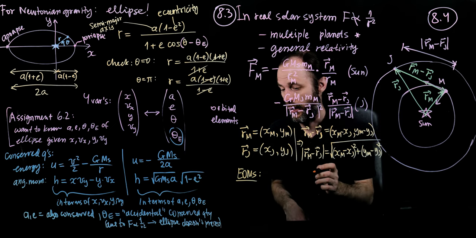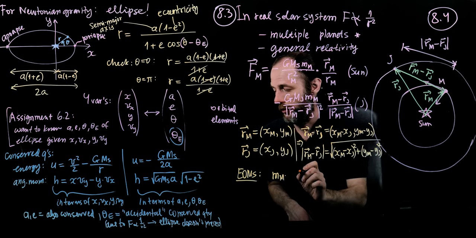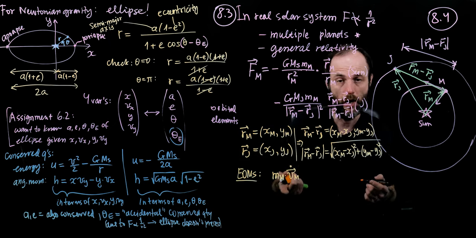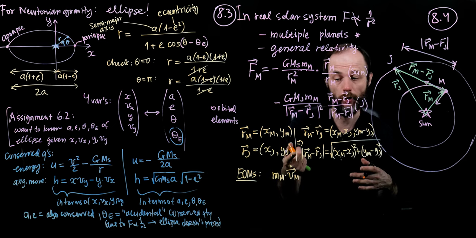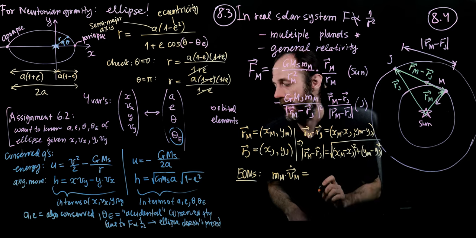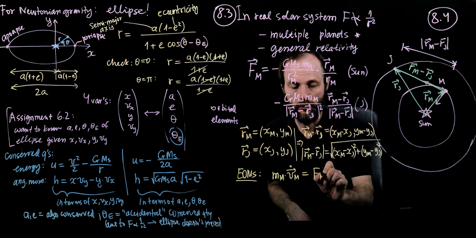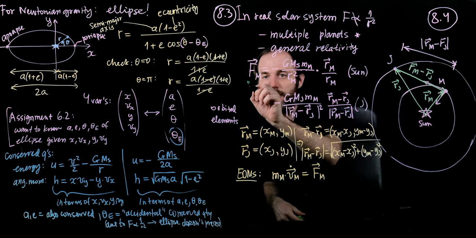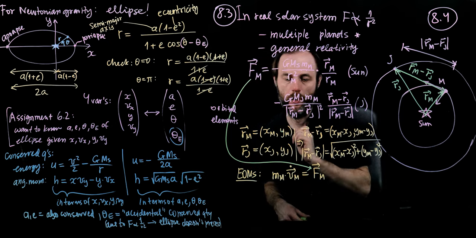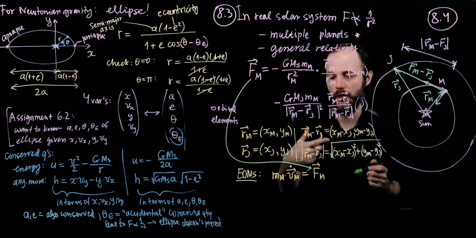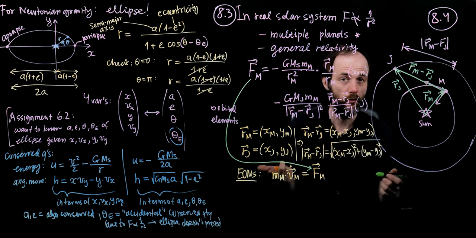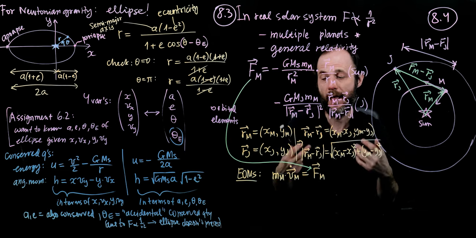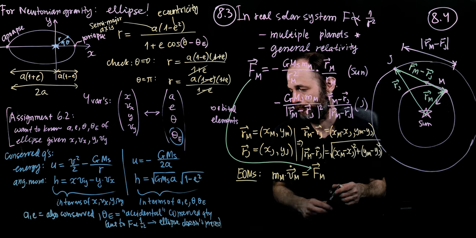in vector form. And that will be mass of Mercury times the acceleration of Mercury, which is v dot, or the radius vector of Mercury, double dot. That is equal to the force acting on Mercury, which is that. Just like that. So we plug this over here, and that's our vector equation for how Mercury will move around under the action of Jupiter and the Sun's gravitational pulls.